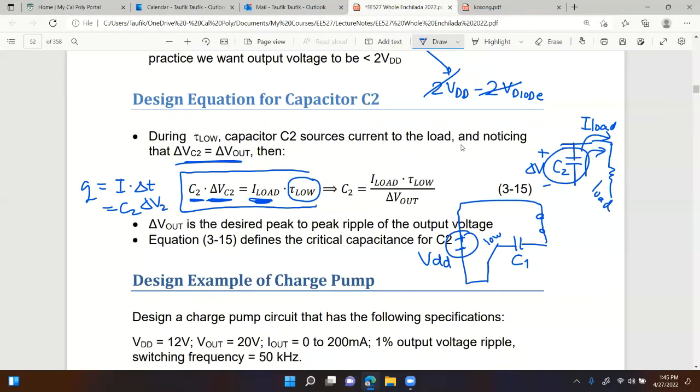That's why if I solve for C2 from this equation, I get I load times tau low over delta V out, right? Delta V C is equal to delta V out. Typically we would know what delta V out is. That's part of the design parameters. Okay. Any questions?